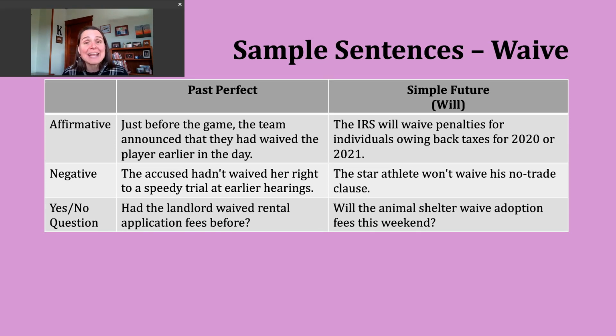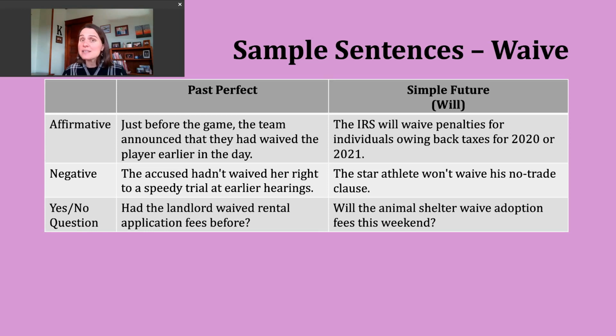Let's take a look at making negative sentences in the simple future. To do this, I start with my subject, I use will not, and then the base verb. You might also see the contraction for will not, won't. That's used in my example here. The star athlete won't waive his no trade clause.